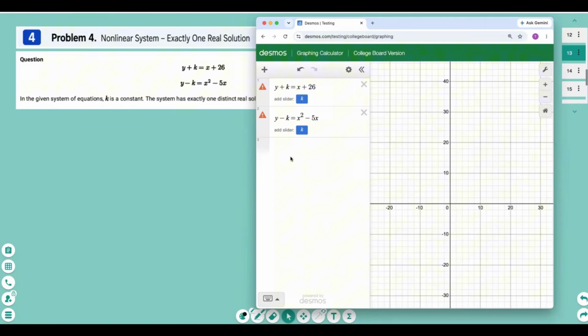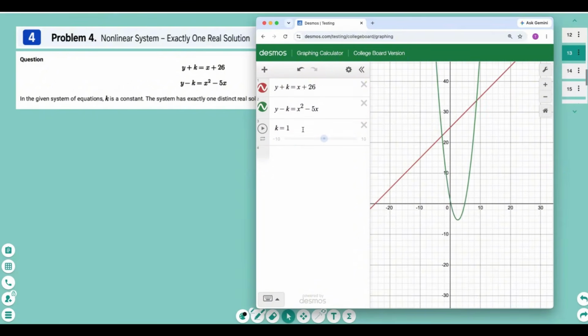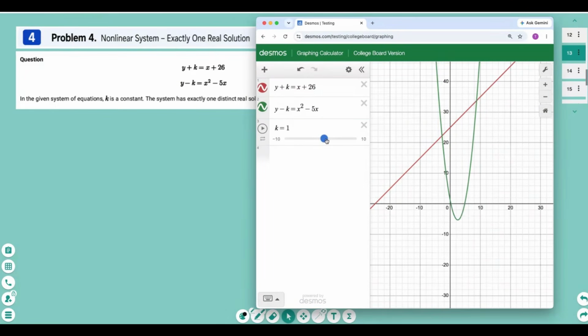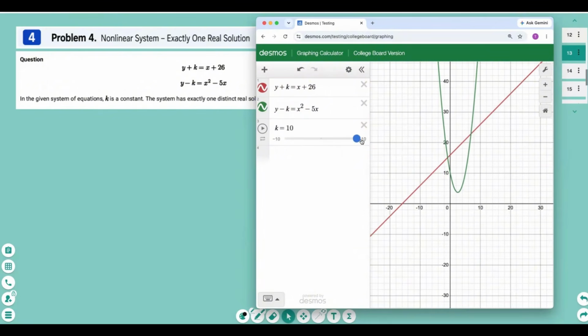Now, let's see what happens if we try this in Desmos. First, enter both equations and add a slider. Since the system has exactly one distinct real solution, the line must be tangent to the parabola at a single point. As we drag the slider within the default range, the line doesn't touch the parabola at all. So let's expand the upper limit of k up to 30.